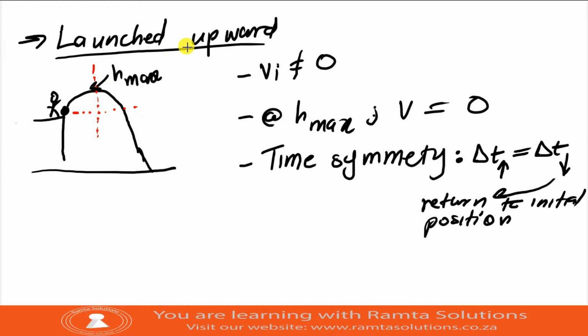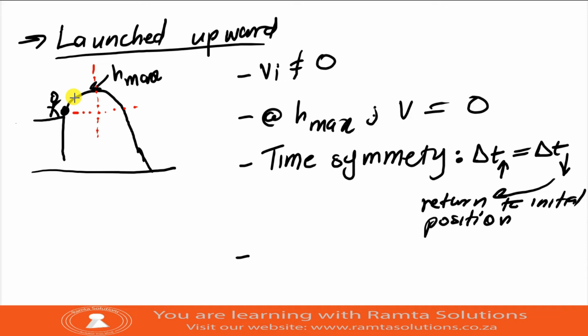Now the last point that I have to mention is the magnitude of the velocity. The magnitude of the velocity at the same point on the upward motion and the downward motion will be equal. So what do I mean? I know velocity is a vector quantity, so I am very aware of what I'm saying. I am saying magnitude.